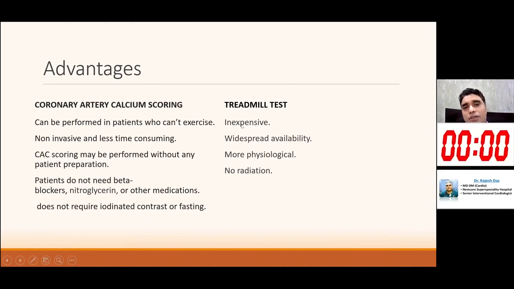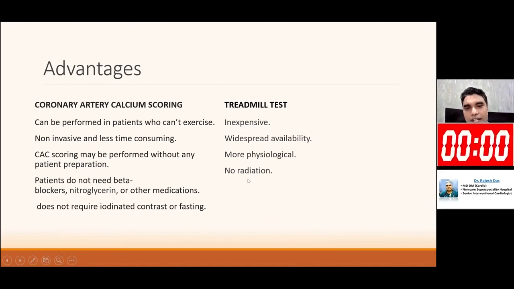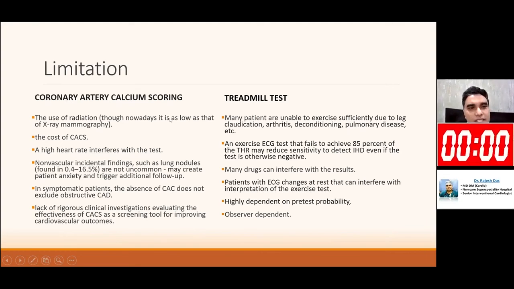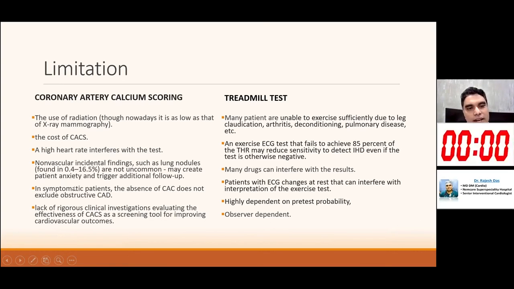Treadmill testing, of course, we know that it is inexpensive, widely available, more physiological, and no radiation is involved. The limitation of coronary artery calcium scoring is the use of radiation, but it is very little nowadays. The cost, of course, is more than a treadmill test. With high heart rate or irregular heart rate, we cannot perform coronary artery calcium scoring. And other non-vascular and incidental findings can give rise to anxiety in patients.